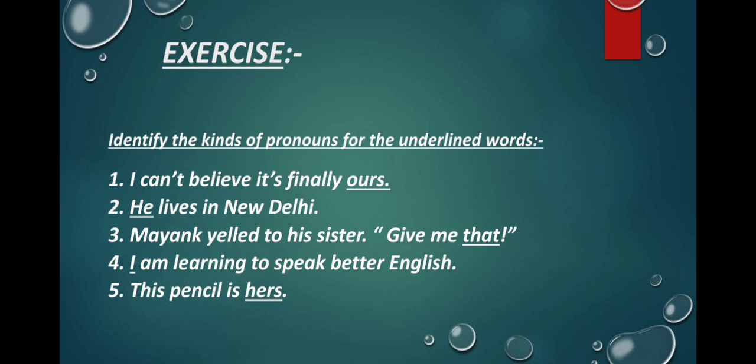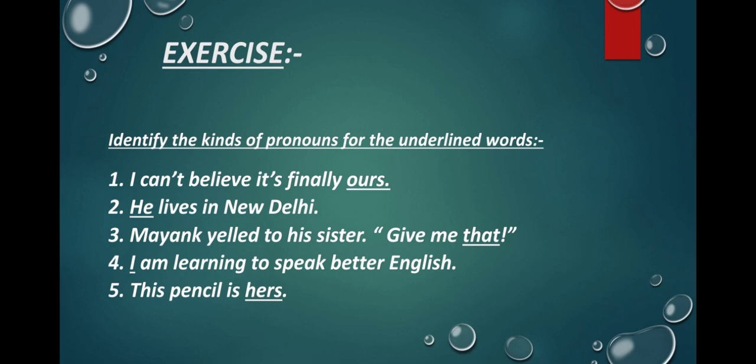Now let's see one exercise related to this chapter. Identify the kinds of pronoun for the underlined words. You have to tell what kind of pronoun it is. I can't believe it's finally ours. Ours. So what kind of pronoun is ours? In this sentence we are able to see that it is showing possession or ownership. So ours will be a possessive pronoun.